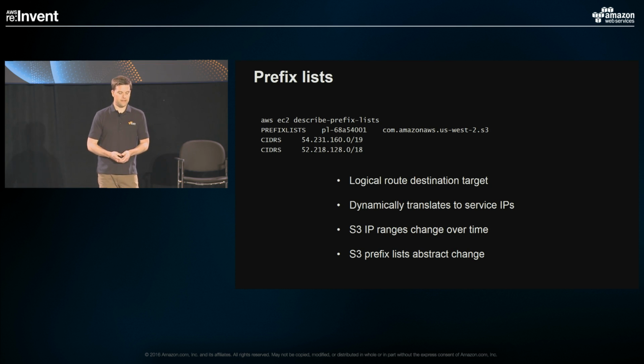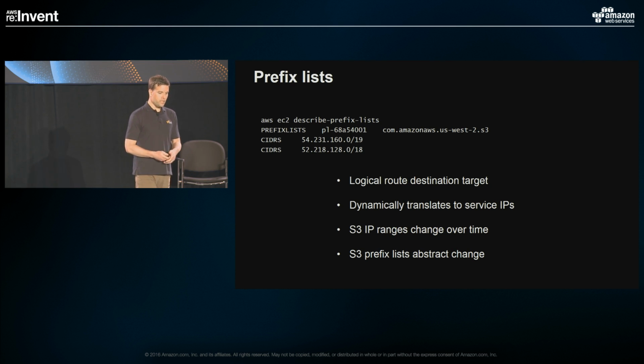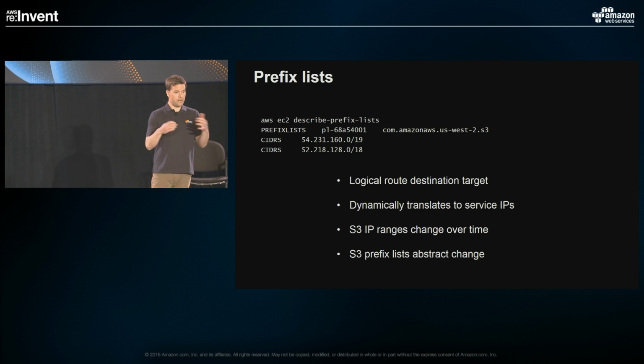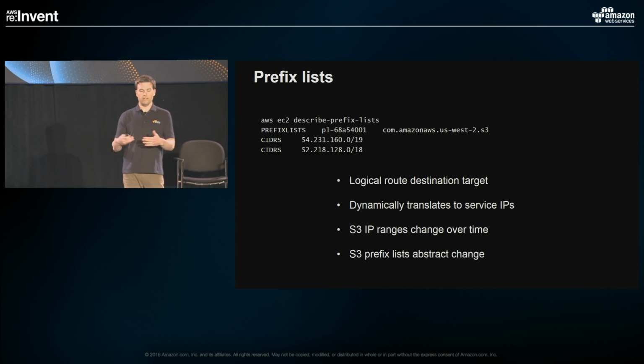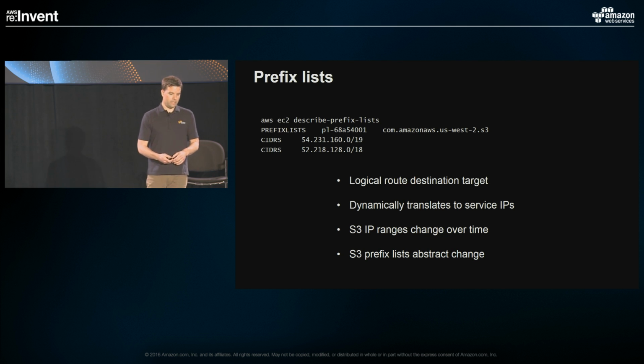So prefix lists are an abstraction. They basically represent the entire public IP space of S3 in the region. All you need to do is reference the prefix list, and it will figure out what the actual backend IP is. This solved a lot of headaches that customers had before in trying to keep track of what actually consisted of S3 IP space. Those ranges change all the time in the back end, but all you have to do is reference the prefix list.